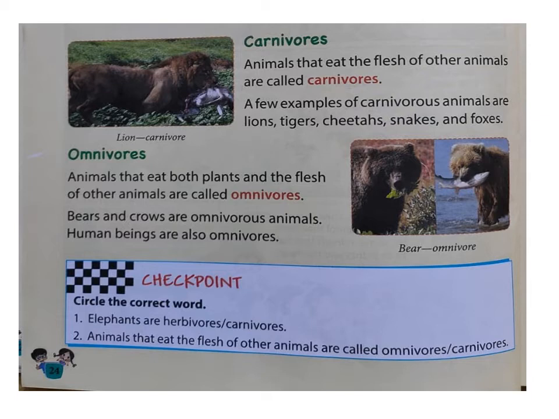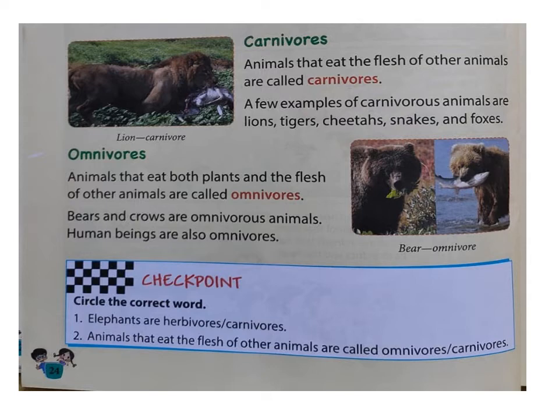The third group of animals is called omnivore. Omnivores are the group of animals that eat both plants and flesh of other animals. Examples of omnivore animals are bears, crows. Human beings also. One more, cockroach is there also. These are called omnivore animals, and so on. We can see later.